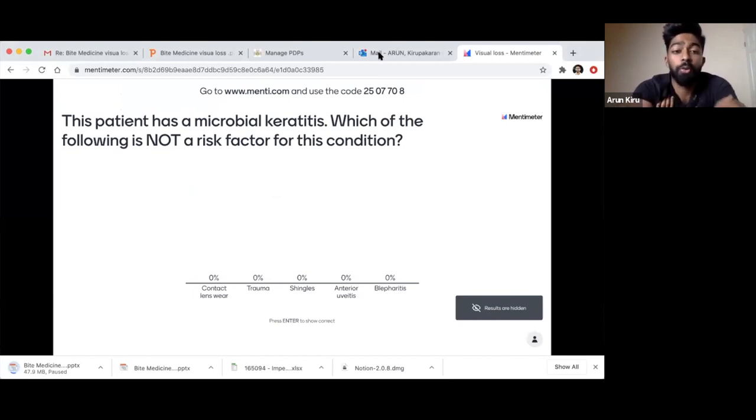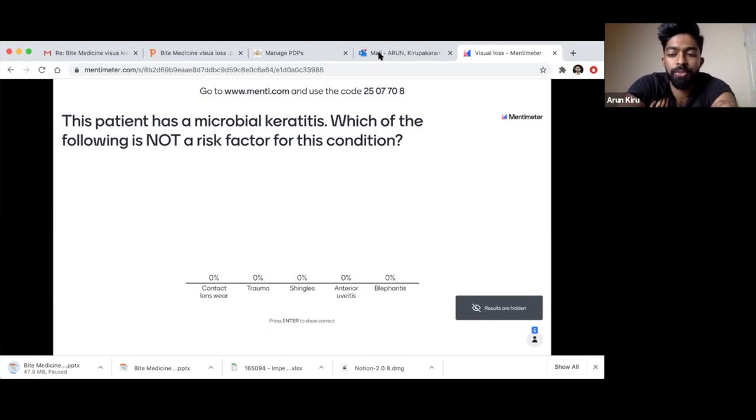And let's have a look at the question. So this patient has a microbial keratitis. Which of the following is not a risk factor for this condition? Can you guys try and answer that question for me? We've got contact lens wear, trauma, shingles, anterior uveitis, and blepharitis.